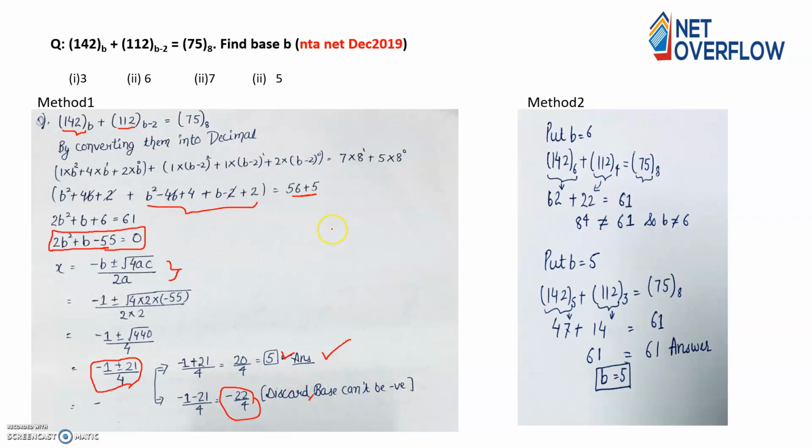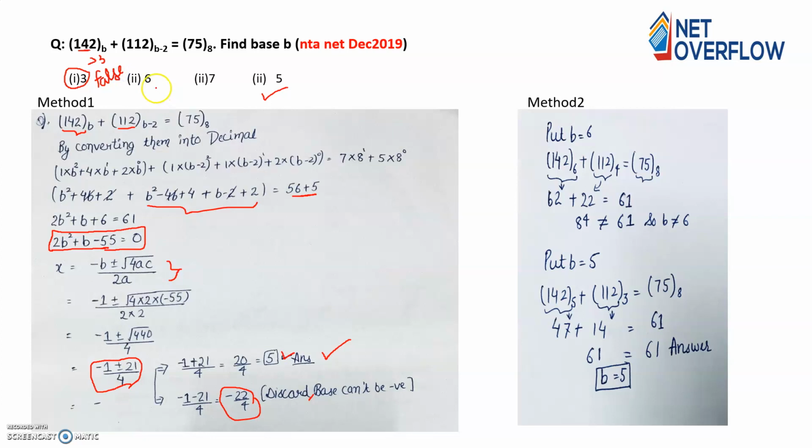So our answer is 5. We can also do this by the elimination of options method, right? Like here the first option is 3. 3 is eliminated directly. If we put 3, then the digit inside the number is greater than the base, so our condition becomes false. So we can directly eliminate option number 1, that is 3.